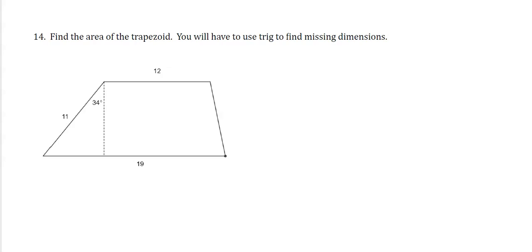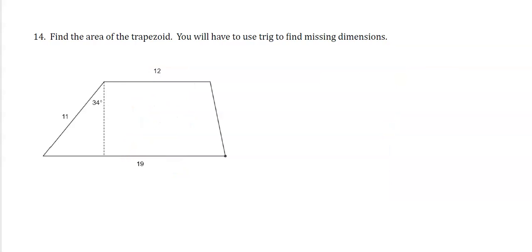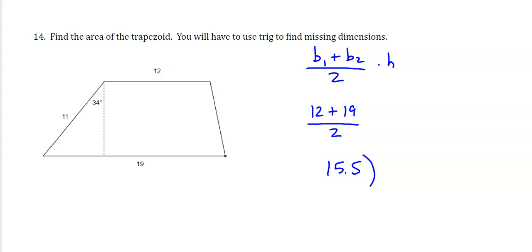You're going to have to use some trig here. So the deal with the trig is this. Trapezoid, we got the generic formula. Add the bases, divide by 2, times by the height. And I got 12 as a base. I got 19 as a base. I can divide by 2. So all of that's pretty straightforward. That's 31 divided by 2, which is 15.5. Okay, so that's my average base.